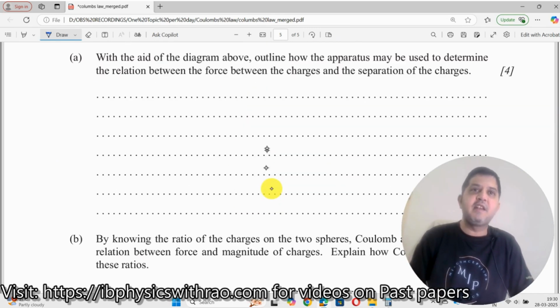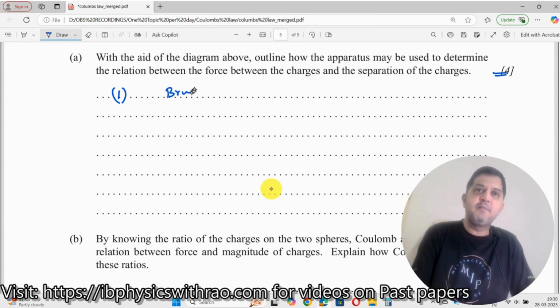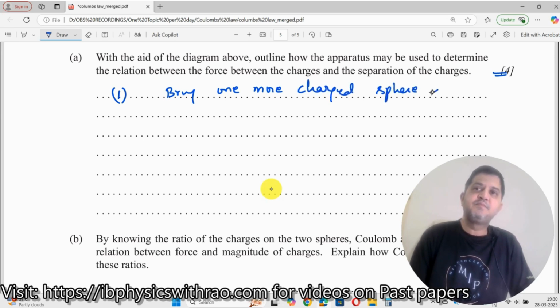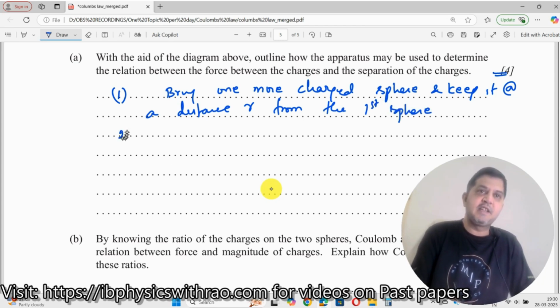Now, what do I need to write here? With the aid of the diagram, outline how the apparatus may be used. So, the 4 marks you need to write. Bring one more charged sphere and keep it at a distance r from the first sphere. First thing. Secondly, notice the angle.